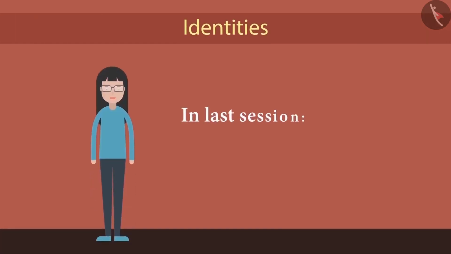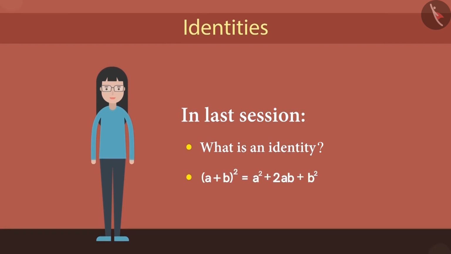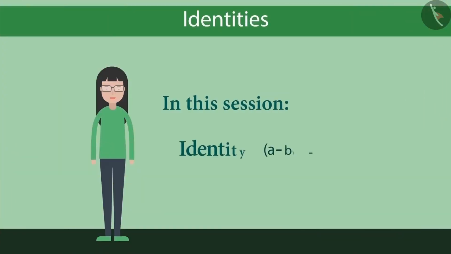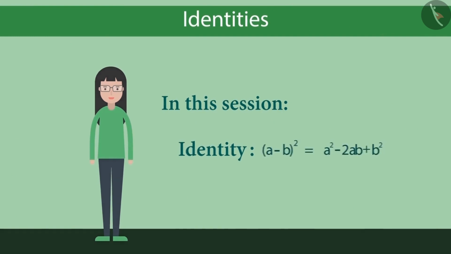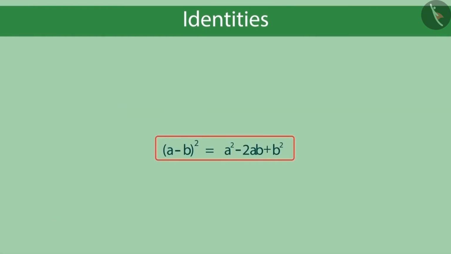Friends, in the previous video, we saw what is an identity and we also saw this identity. In this video, we will see a new identity. Take a look at this equation. This is actually an identity. That means the expression on the left-hand side is equal to the expression on the right-hand side for any value of the variables a and b.